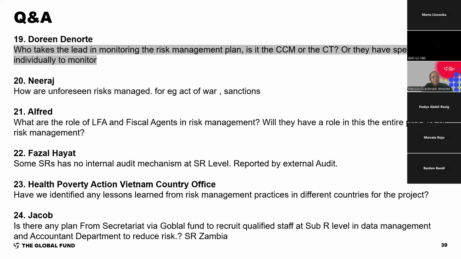How are unforeseen risks managed? Act of war and sanctions. So for unforeseen risk, like for example war or any type of emergency, within the Global Fund grant, in countries which have a very high risk index, there is a requirement to have a contingency plan. And in that contingency plan, you have the arrangements that you will have in place to mitigate the risk.